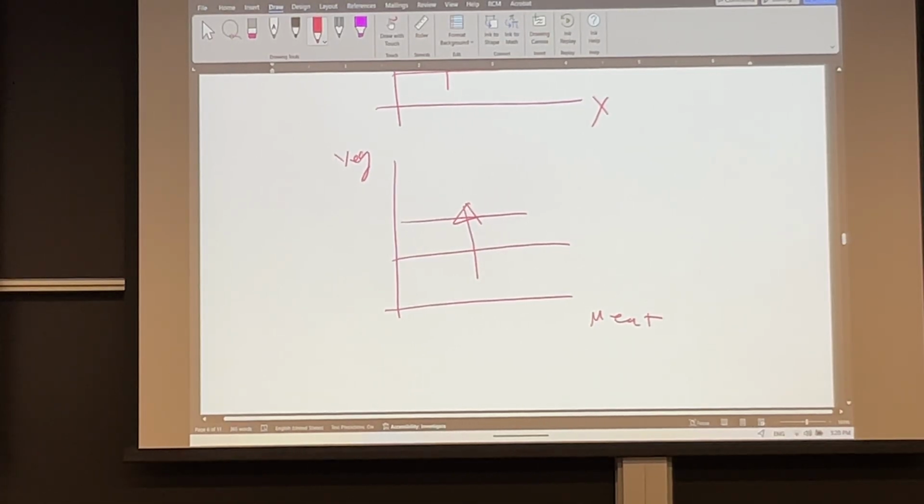Anyway. Simple rule of thumb: if you like something, you're downward sloping towards it, you give up for it. If you don't care about it, you're flat towards it. More of it doesn't do anything. If you hate it, you're upward sloping toward it. You need compensation for it. Make sense? That will allow you to graph indifference.